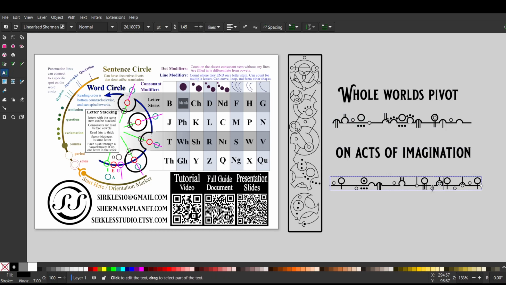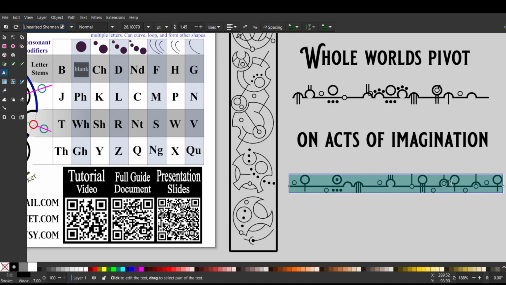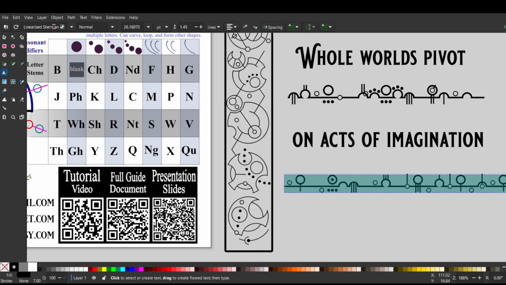So here's if we turn this into a normal Times New Roman. Right, this is just on acts of imagination and I have the vowels enclosed. But if this I here were like this, it'll now be capitalized. That's what I did.